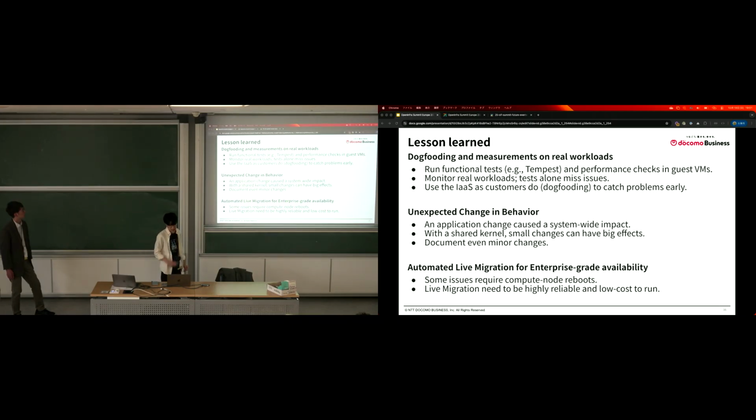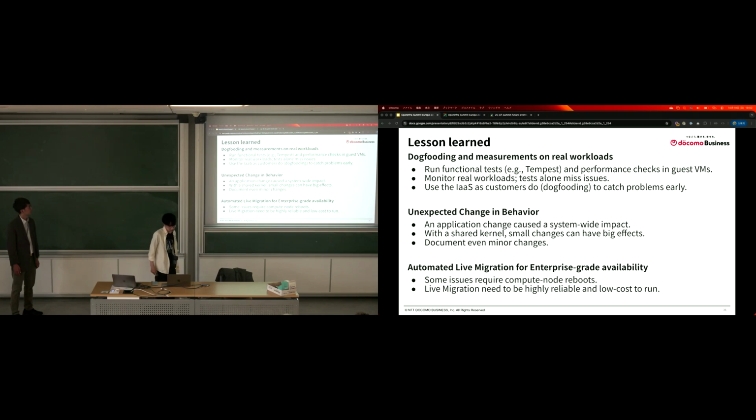So we learned 3 key lessons from this problem. First, dogfooding and measurement on real workloads. Before a new release, we run many tests, including functional tests and performance tests. These tests cover a lot in a single controlled environment, but in IaaS, we must support many kinds of customer VM workloads, and some cases cannot be pre-tested ahead of time. To make that area as small as possible and catch issues early, it is important to do dogfooding with real workloads and collect their key metrics.